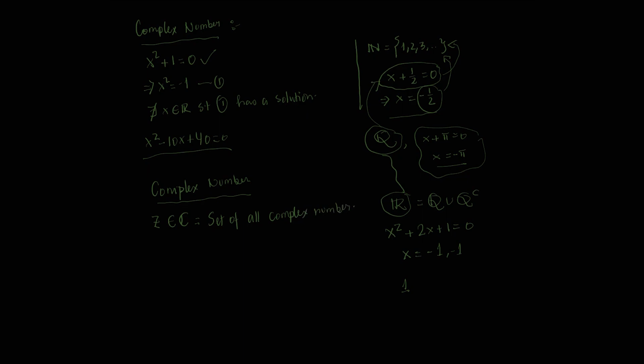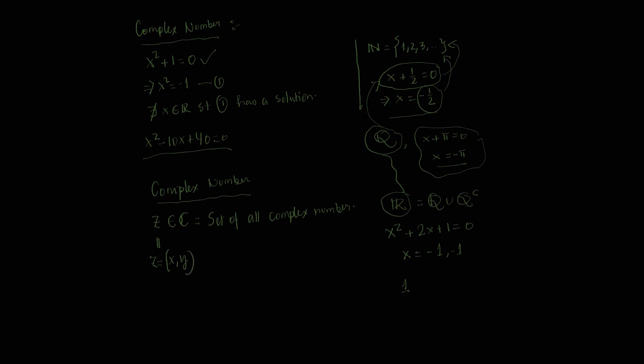How do we define z? What are complex numbers? See, I wrote C is a set of all complex numbers, but I did not define what a complex number is. So now I'm going to define it. So z will be defined in terms of two components. The first component is x and the second component is y. Clear? Okay.